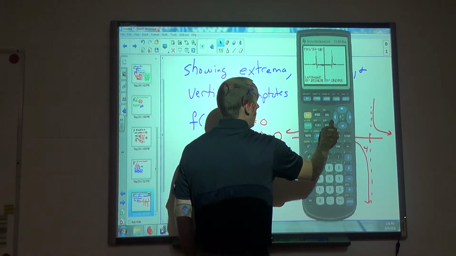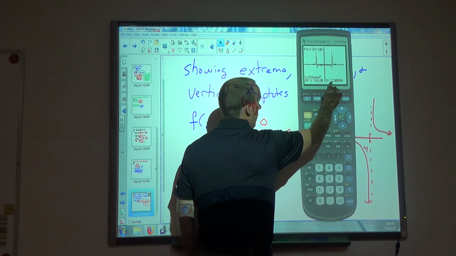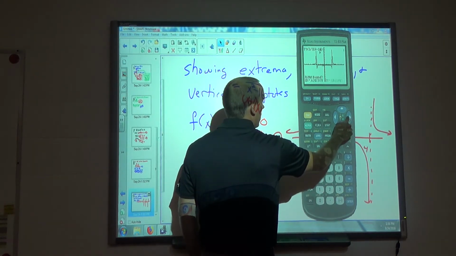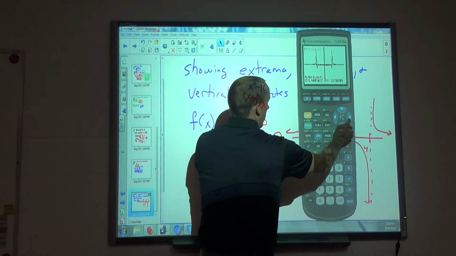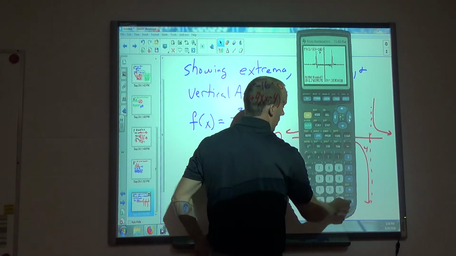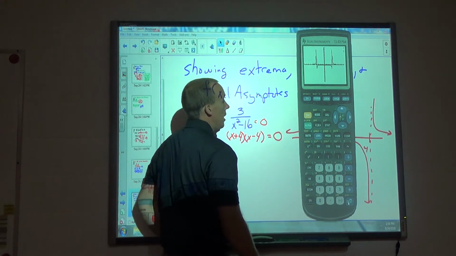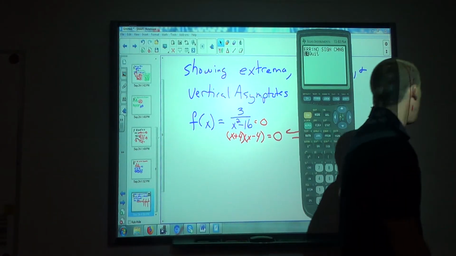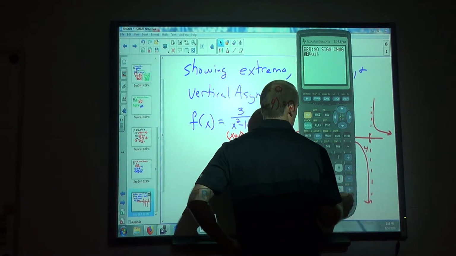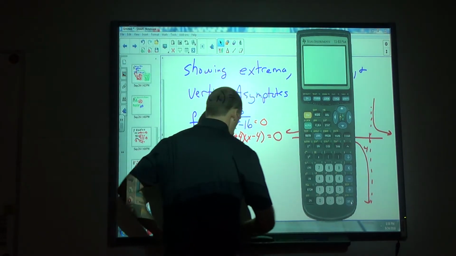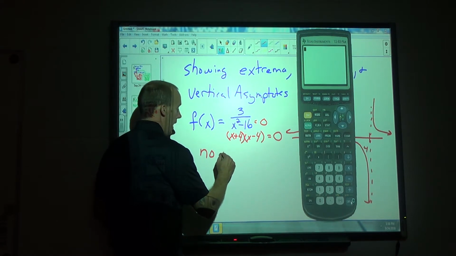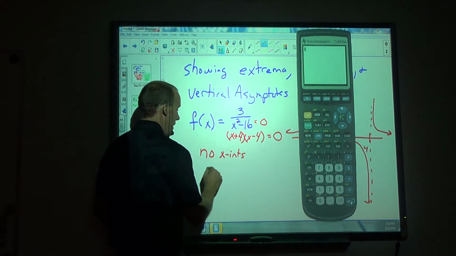So left bound, click over. You can tell the y value is negative there. Hit enter. Right bound, click over. The y value here is still negative, so I don't think it does. Yep, so there's no zeros of the function, so quit. Okay, so no zeros, so you write no x-intercepts.